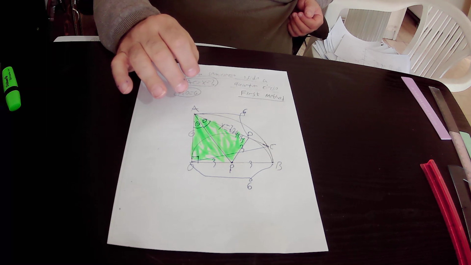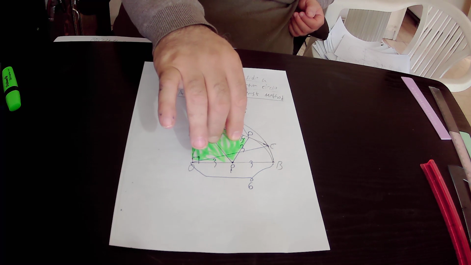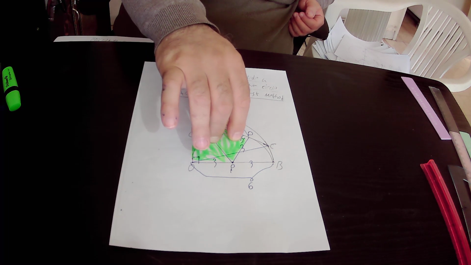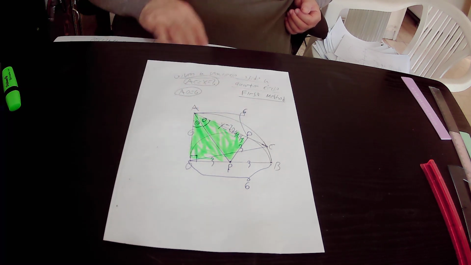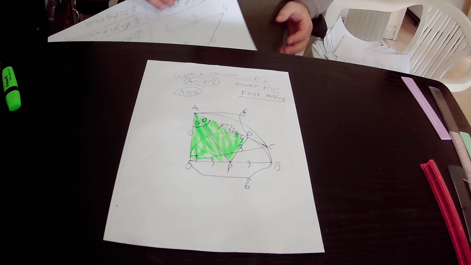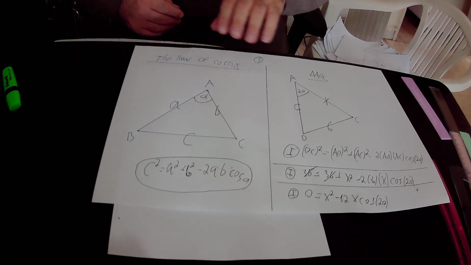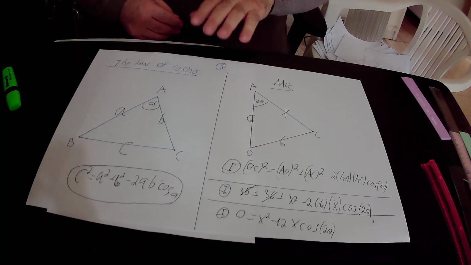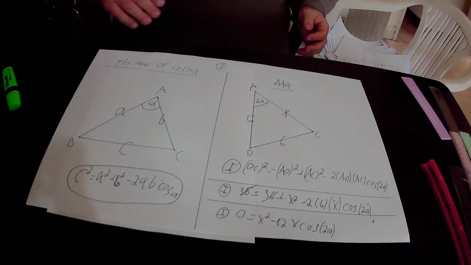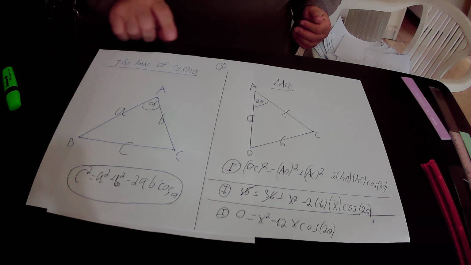So in this way we created triangle AOC, and we implemented the law of cosines in this triangle AOC. But before that, I presented to you the law of cosines that I have already shown in the previous lecture. So what is the law of cosines?